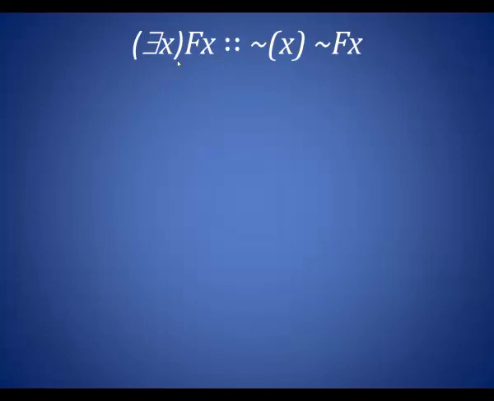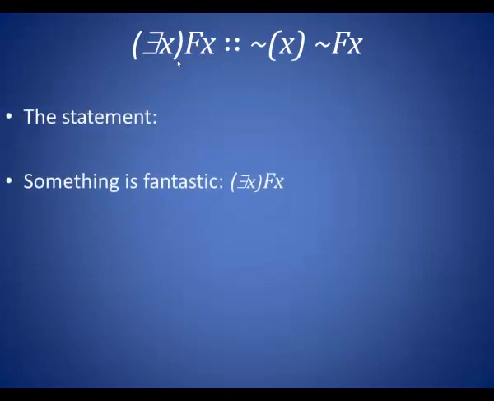Let's look at the third one. The statement on the left says there exists an x such that x is F. The statement on the right says it is not the case that for all x, x is not F. So what's the statement on the left actually saying? It's saying something is fantastic. There exists at least one thing that's F. So there's at least something that's fantastic.